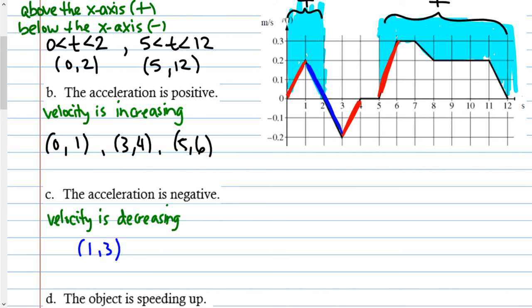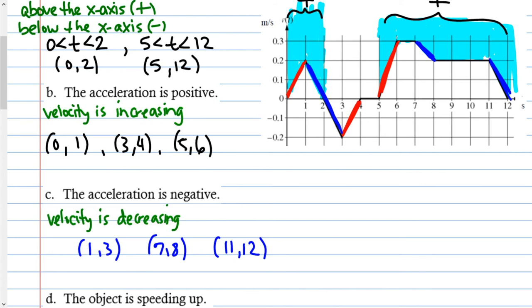And then from 4 to 5, still constant. 6 to 7, constant. But from 7 to 8, it takes a dip. So 7 to 8. And then again at 11 to 12, it takes another dip. So it is decreasing. Therefore, my slope is negative.